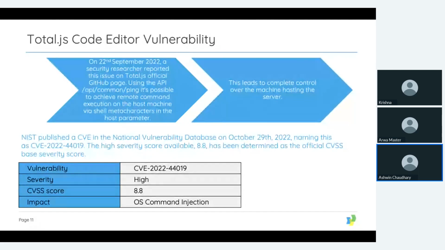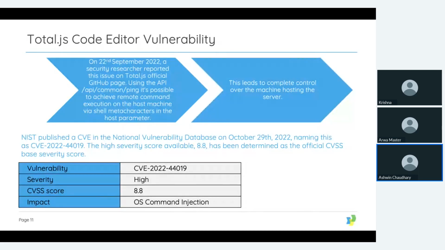Why is it high? Because it leads to operating system command injection, which leads to complete control over the machine hosting the server. That is the reason it is high, because one can achieve remote execution with this vulnerability, and the attacker can gain complete access over the server. That is the reason why this is important.